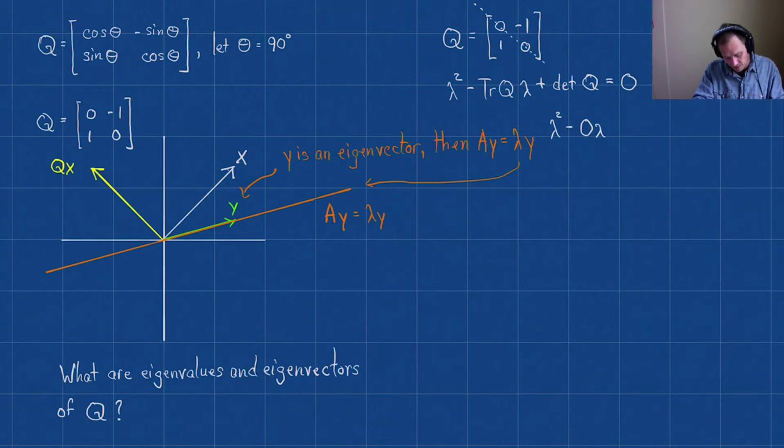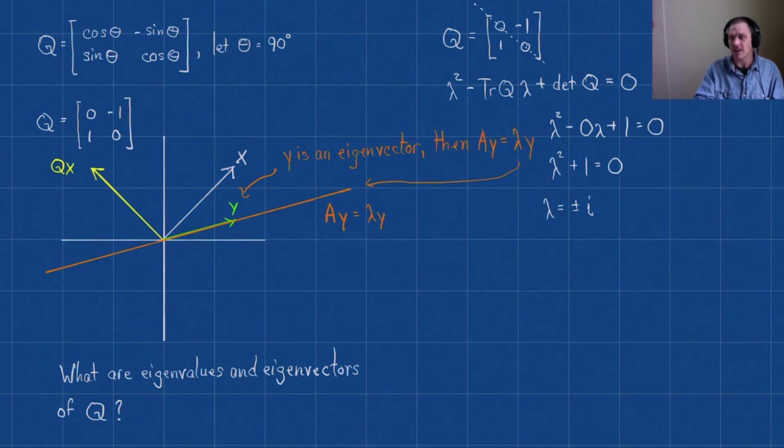And then the determinant of Q is going to be 0 minus minus 1, that's going to be plus 1, equals 0. So we have to solve lambda squared plus 1 equals 0. It may be a while since you've dealt with a solution such as this, but the answer is that lambda is equal to plus or minus i. That's right, i is the scalar in this case. Let's see if we can work with this.